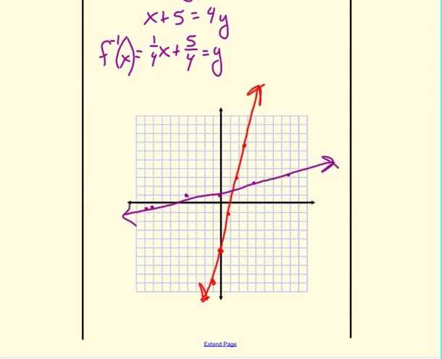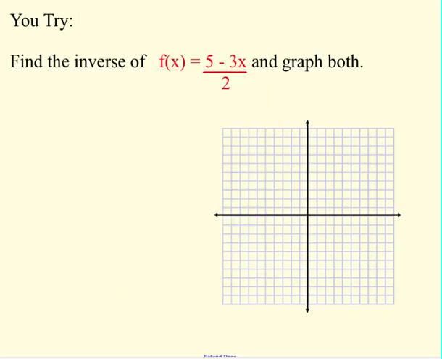And again, picture that y equals x line. Maybe get that a little bit more accurately. And notice how there are reflections across that line. And you try.